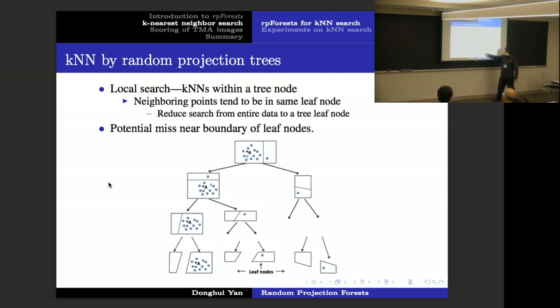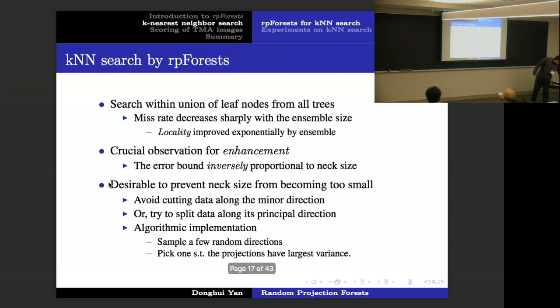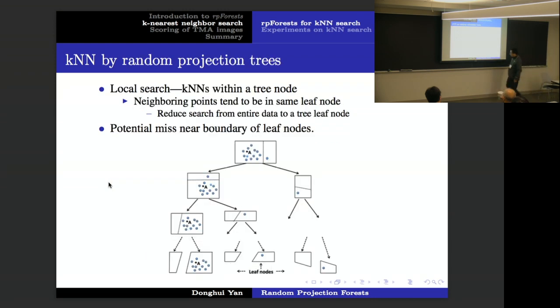But those data points should be the k-nearest neighbors, but they are actually lost because of the boundary created by the nodes. So if you use this random ensemble, which we use the random projection trees, the search will actually be conducted not just on this node. Suppose you have nodes like this, so you're going to search on a union of those different nodes.